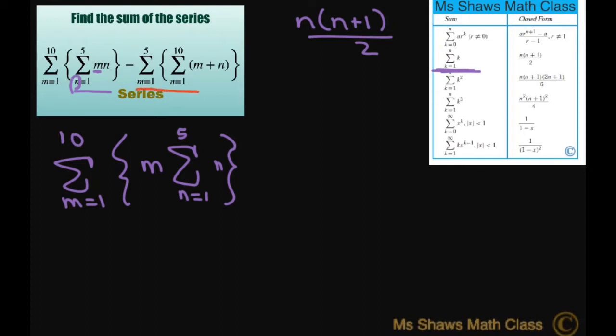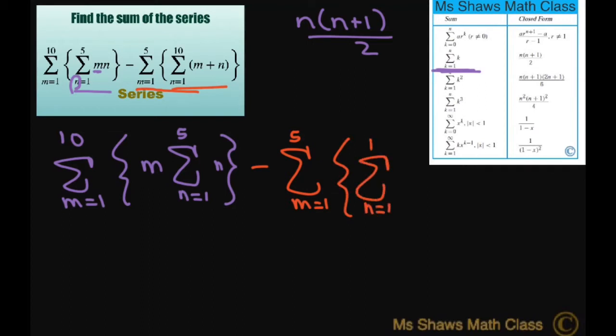Now for this one, just copy down your sum from m equals 1 to 5, and then this can be broken up as the sum from n equals 1 to 10 of m plus the sum from n equals 1 to 10 of n. All right.